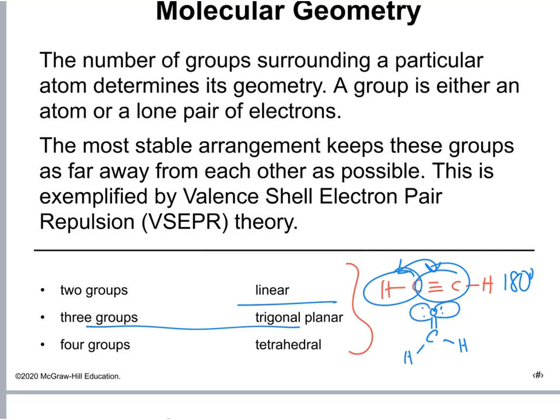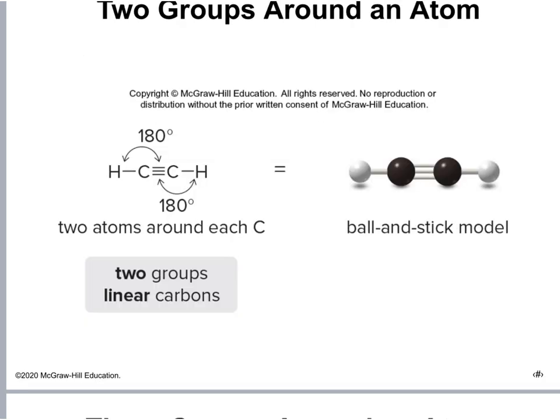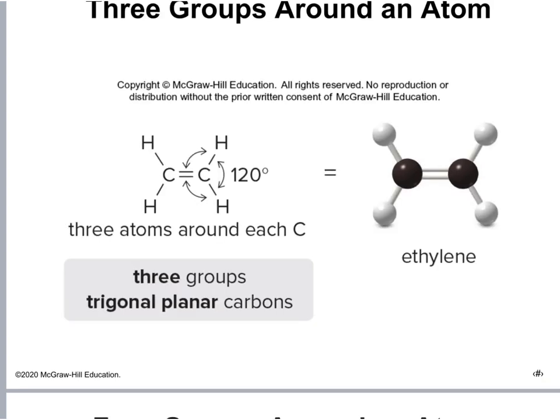Oxygen has 1, 2, 3 groups, so that's sp2, and that's trigonal planar. That means everything's 120 degrees. Carbon here is sp2. And that means that these two elements can participate in resonance. And that's what they're showing you here.